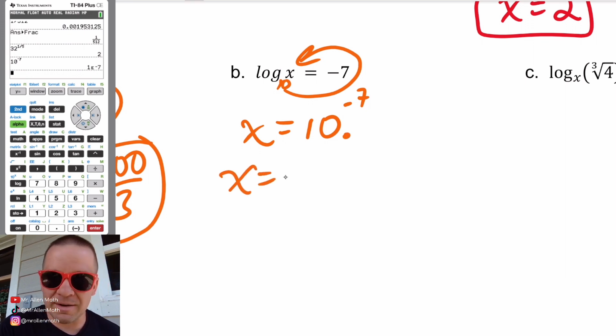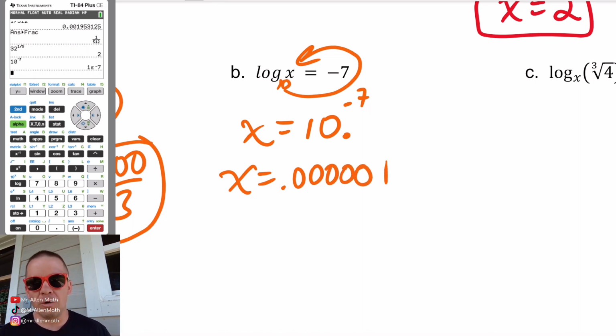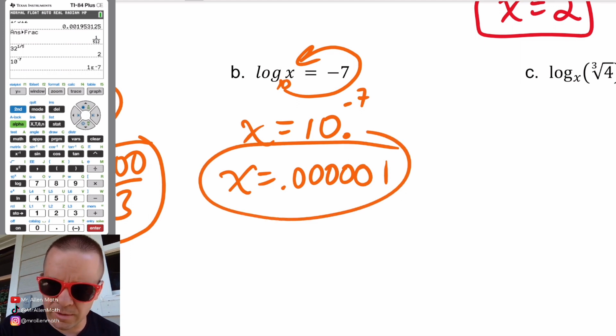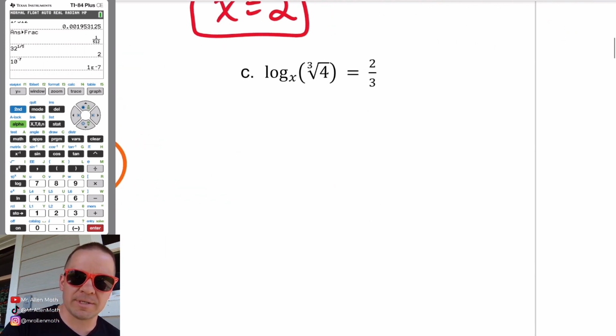Move it 7 times, so it's 1, 2, 3, 4, 5. Wait, missed a 0 there. There we go. Perfect. Now we're good. All right, next one, part C.